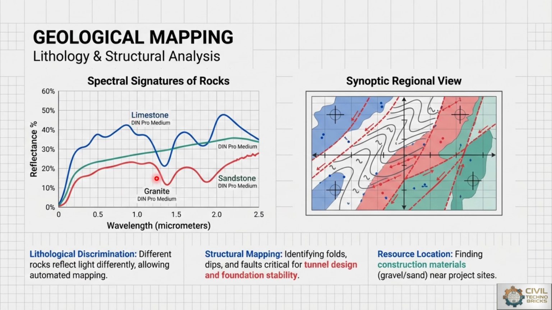So two basic graphs are there: spectral signatures of rocks with reference to wavelength and percentage of reflectance, like granite rock, sandstone, limestone. And the second one is the synoptic regional view, which is based on the color coding system with reference to the contours. So with the n number of colors, with reference to that color coding, we have to identify the type of rock which is available in that region.